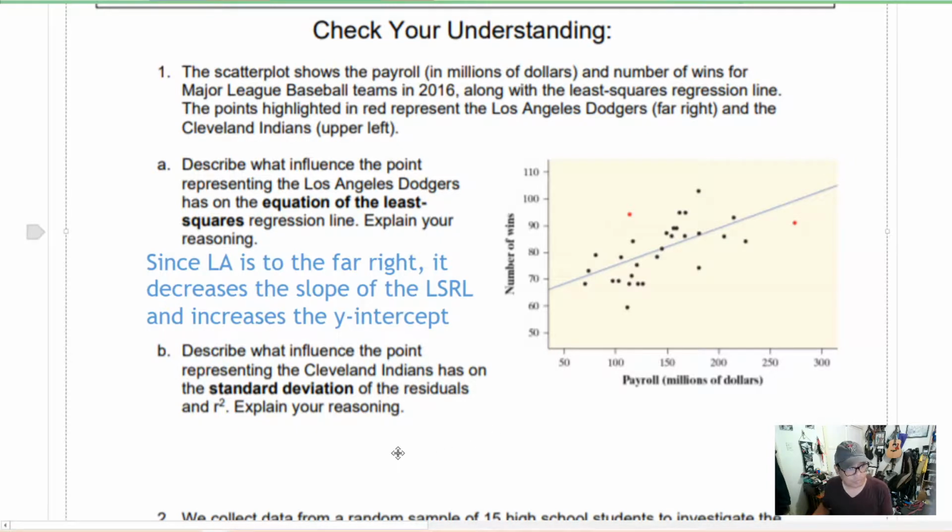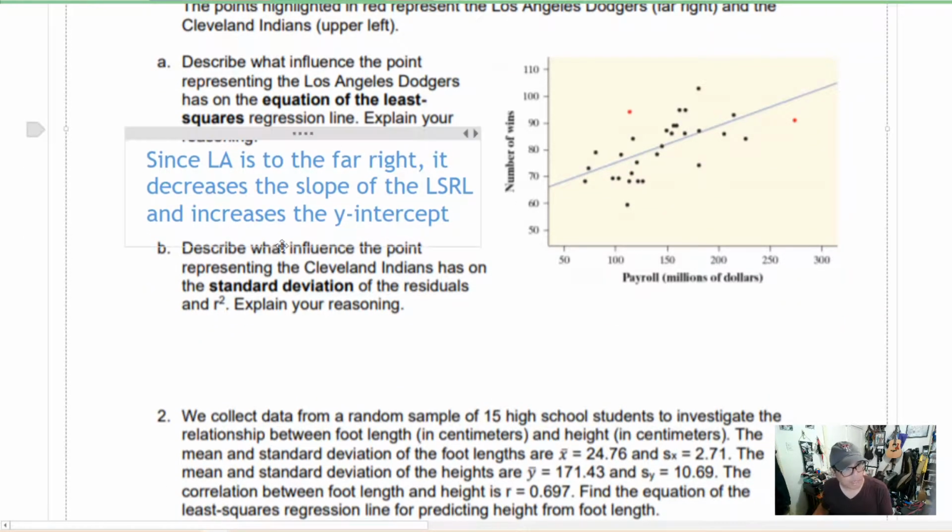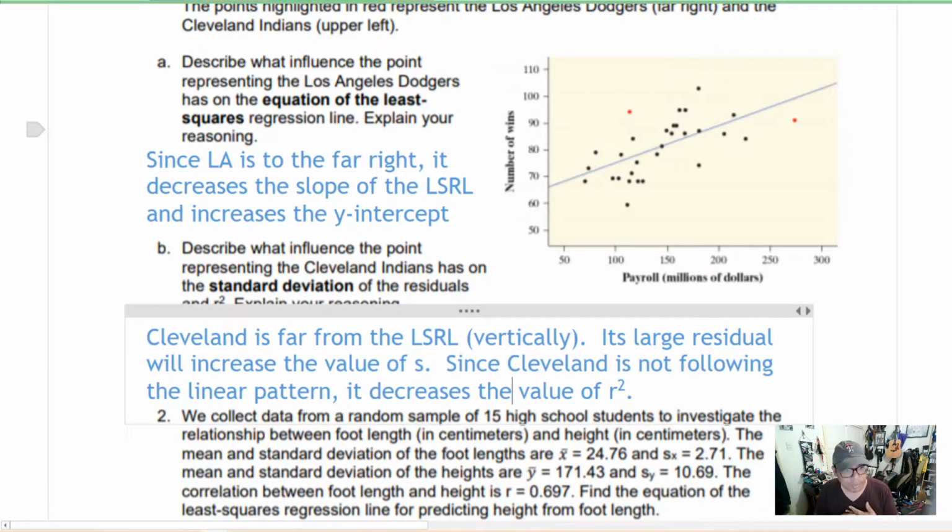Now the Cleveland Indians: describe what influence the point representing the Cleveland Indians has on the standard deviation. Again, it's not in pattern with the rest of the points, so it's going to increase the value of the standard deviation of the residuals. It's making that typical distance much greater. And also, since it's not in pattern, it's going to decrease the value of R. So we write: Cleveland is far from the LSRL vertically, which means it has a large residual, and the large residual is going to increase the value of S, since S is just the standard deviation of the residuals.